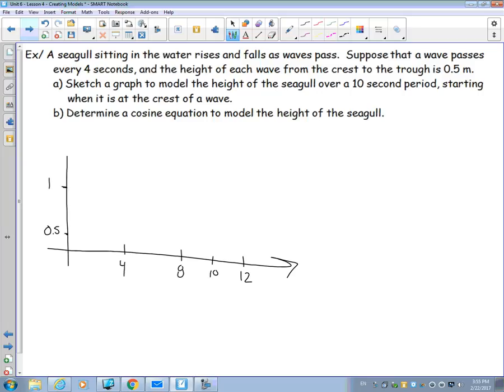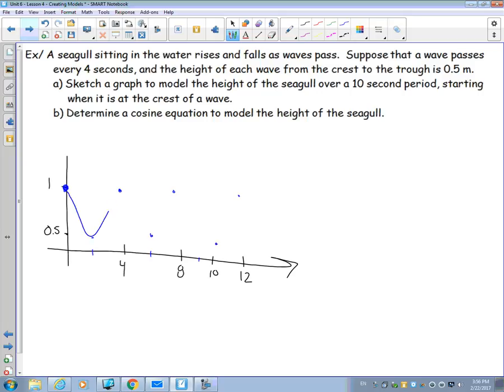Okay. We want to start a graph when the seagull is at the crest of the wave, at the top of the wave. So that means that at 0 seconds it starts, and it finishes again at 4, and again at 8. And halfway in between, at 2, it should be at the trough of the wave. At 6, the trough of the wave. Oops, at 10, the trough of the wave.